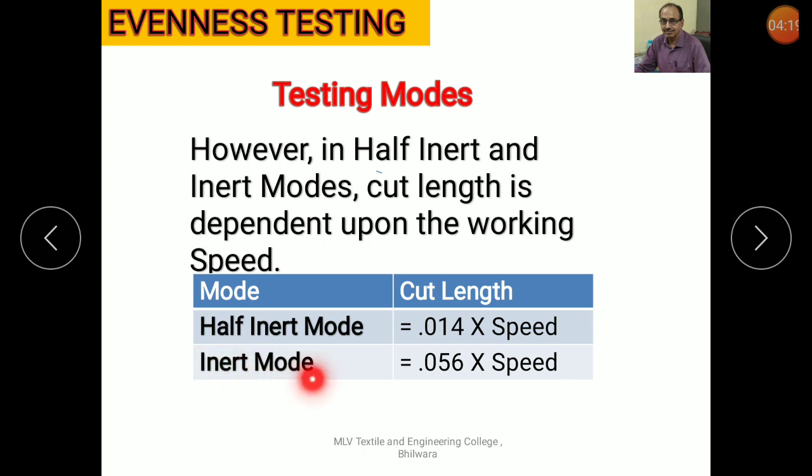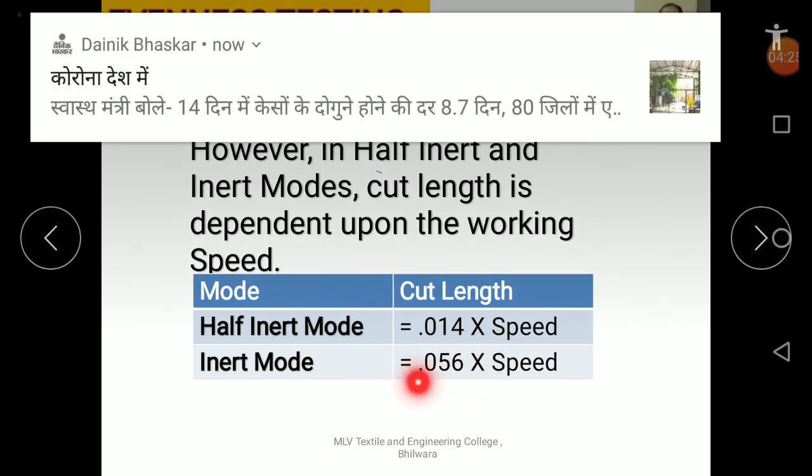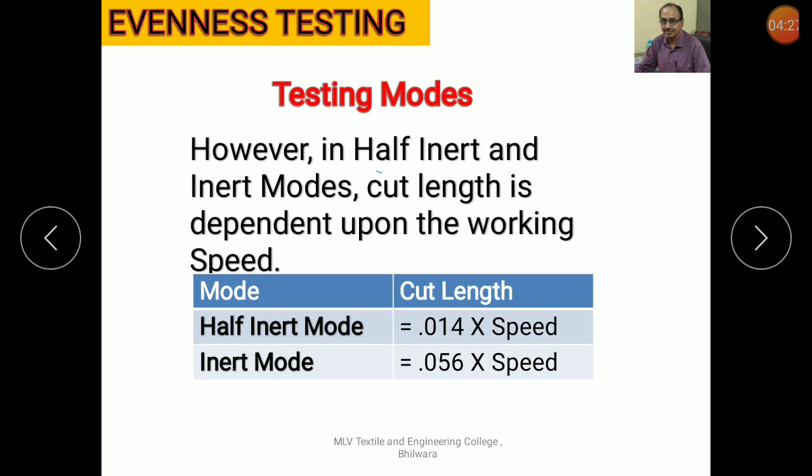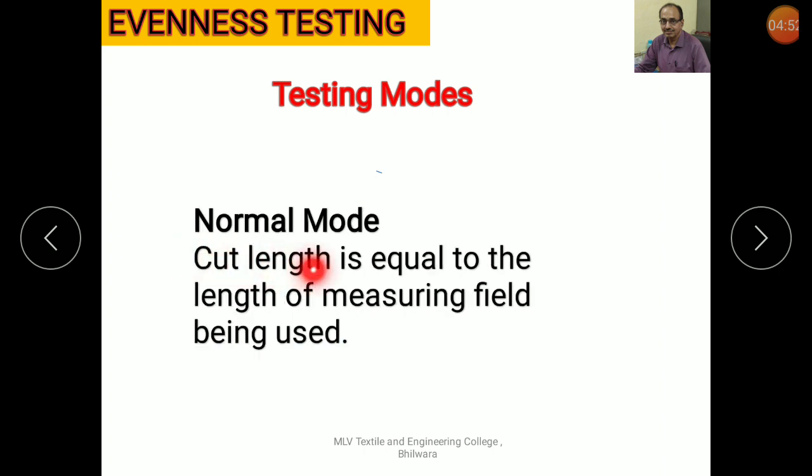Similarly in inert mode it is 4 times, that means 0.056 into the speed with which you are working. If you are working at a speed of 100 meters per minute in complete inert mode, in that case your cut length will be equal to 5.6 meters. So remember, in normal mode the cut length is independent of the speed with which you are working. It is equal to the length of the measuring field.